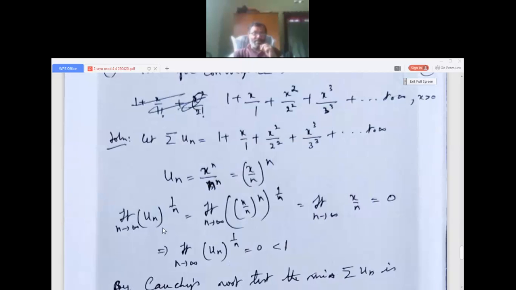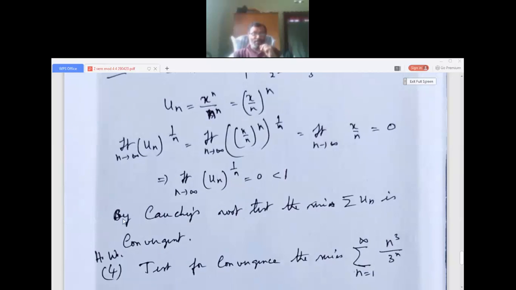So limit n tends to infinity un power 1 by n is limit n tends to infinity x by n whole power n, power 1 by n. The 1 by n gets cancelled. Limit n tends to infinity x by n, x by infinity, so it is 0. So 0 is less than 1. Therefore, by Cauchy's root test, the series sigma un is convergent. Greater than 1 means divergent, less than 1 means convergent.